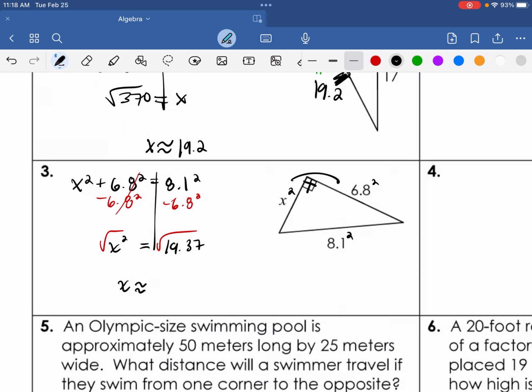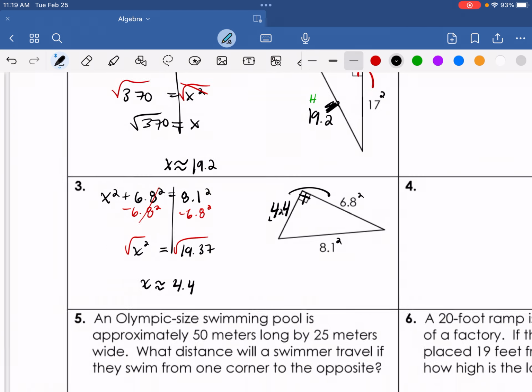X is close to 4.4. So it means this side is 4.4. Does that make sense? Yeah, it's not the hypotenuse, so it should be smaller. So yeah, it does make sense.